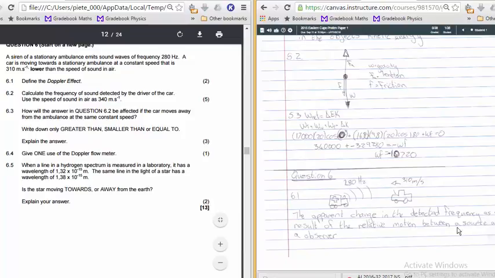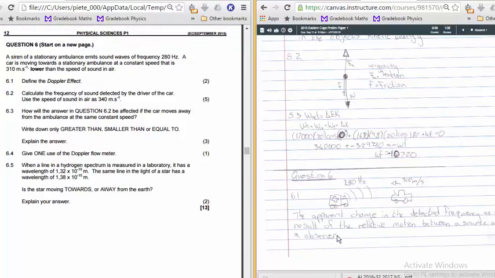It's the apparent change in the detected frequency as a result of the relative motion between the source and an observer. Okay, so yeah, it's simply, as you said, the apparent change, the observed difference in the frequency heard as the result of relative motion. That means there's a relative difference between my motion and the motion of the source, or the listener's motion and the motion of the source.